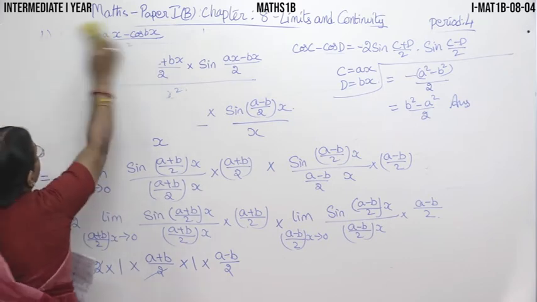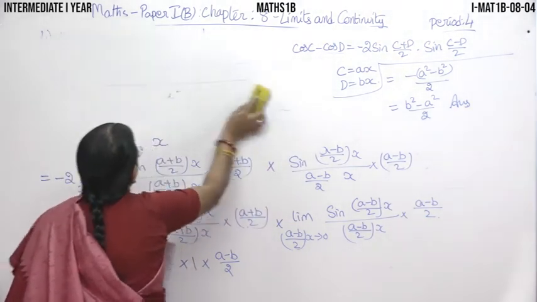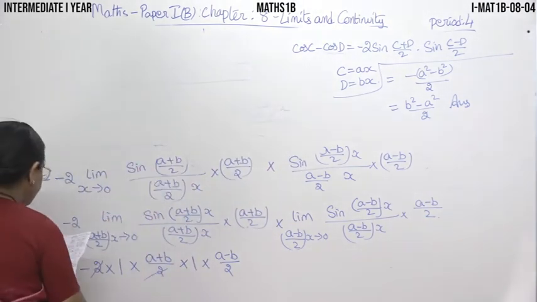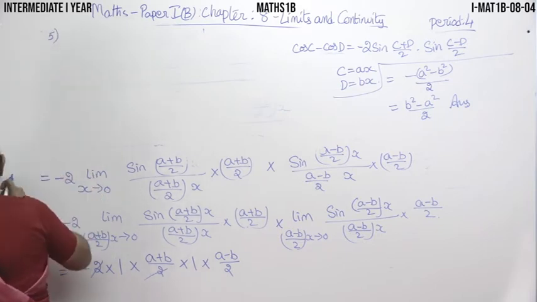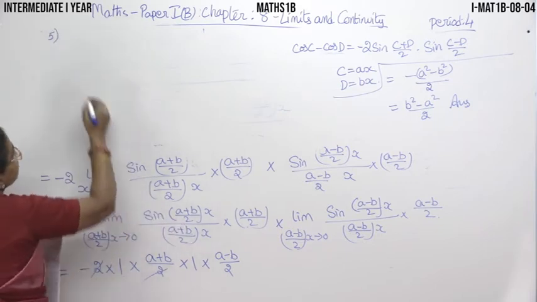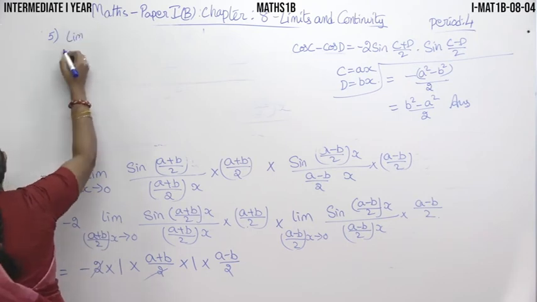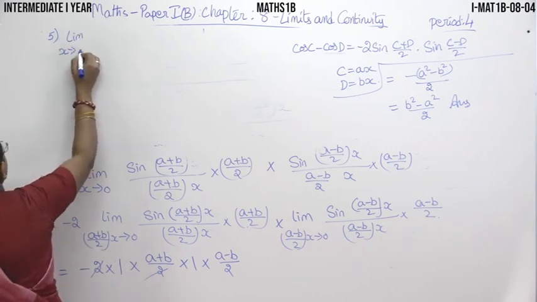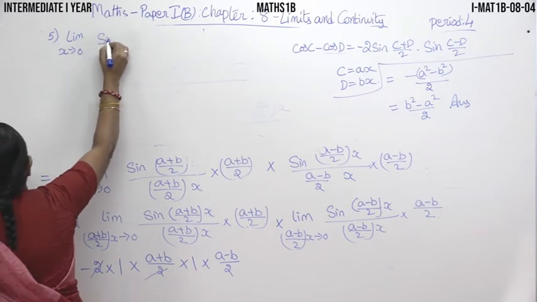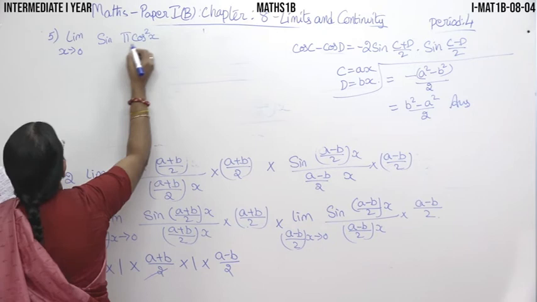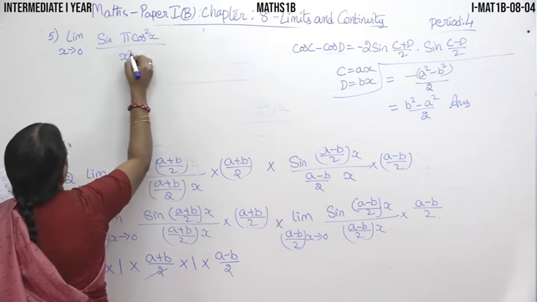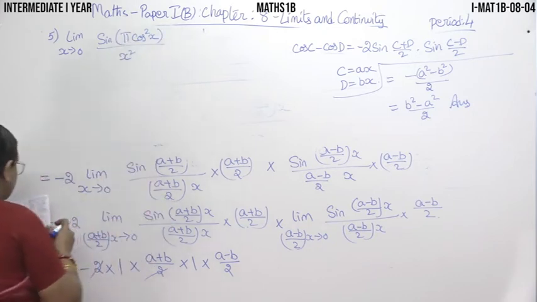Okay, now next problem. Next, it is the fifth problem. This is again very important. These problems, what all we are doing today, are very, very important. Limit x tending to 0 of sine of pi cos square x by x square. So this is the problem.